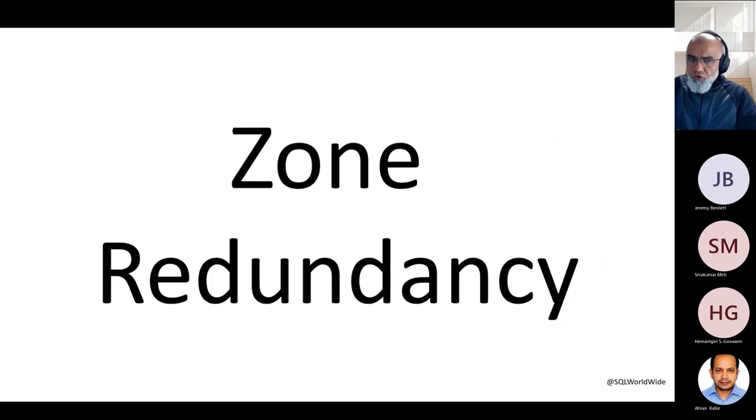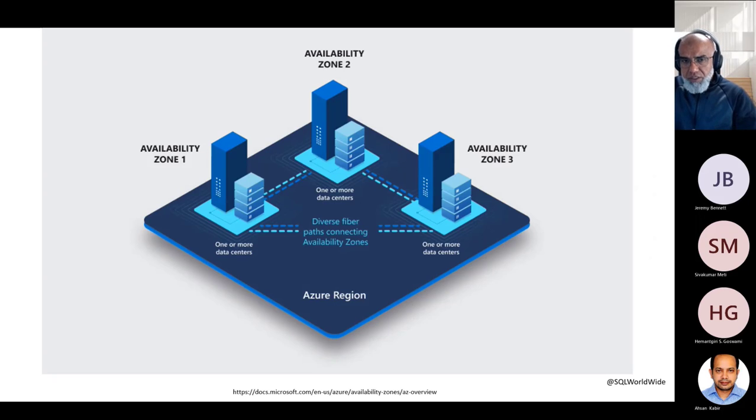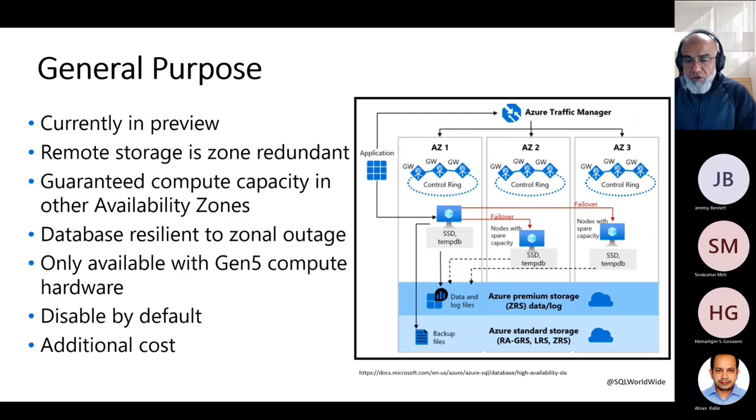Next we move to zone redundancy. What do I mean by a zone? In bigger regions, say East US 2 or some of the other bigger regions, Microsoft actually creates three different zones within a region. A zone means it has its own network, its own power, its own cooling, and all that. If it recognizes that you have a problem within a data center or within a zone, it will fail you over to a second or third zone.